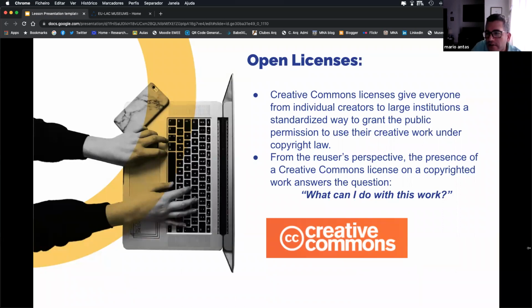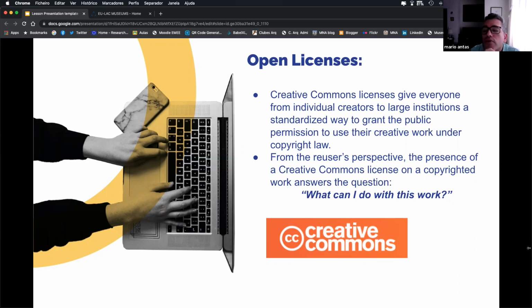There are different types of open licenses. In this lecture, we just want to focus on the best-known licenses, like Creative Commons licenses. This license gives everyone, from individual creators to large institutions, a standardized way to grant the public permission to use their creative work under copyright law.